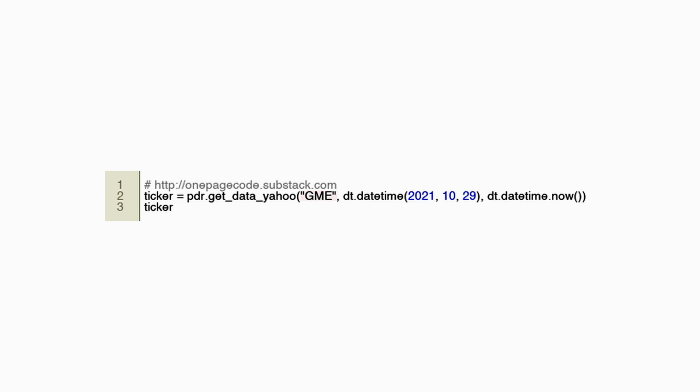on the stock exchange. The second argument is a datetime object representing the start date from which to retrieve the historical data, which is October 29, 2021. The third argument is another datetime object representing the end date, which in this case is the current date and time as returned by dt.datetime.now. Once the function is executed, it will reach out to Yahoo Finance's API and download the historical data for GME between the specified start and end dates.